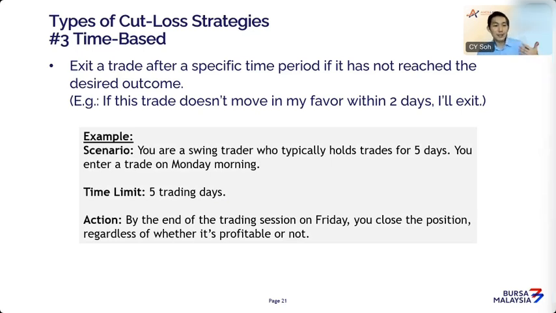Okay, so let's say you enter a trade on Monday morning, and you limit yourself to holding a particular trade for 5 trading days only. If within these 5 days the trend does not go up or come down as per your expectation, you would exit your trade completely. So at the end of 5 days, on Friday, you close your position, whether it is profitable or not.